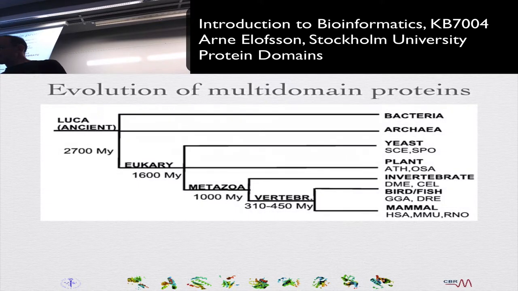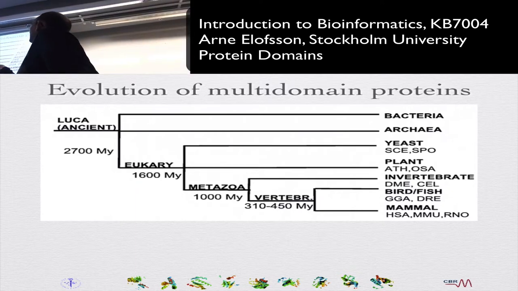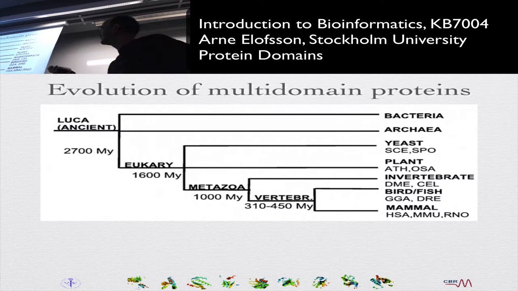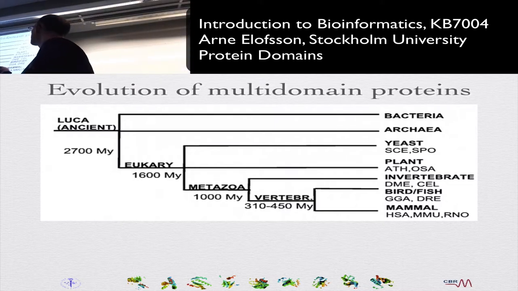To do that, we used a very rough tree. This is basically the evolution of life, at least a consensus view of it. A couple of billion years ago, we had a common ancestor of all kingdoms of life, which then split three ways. People can argue about exactly whether archaea is more similar to bacteria or something like that, but that doesn't really matter, because basically this is a three-way split.